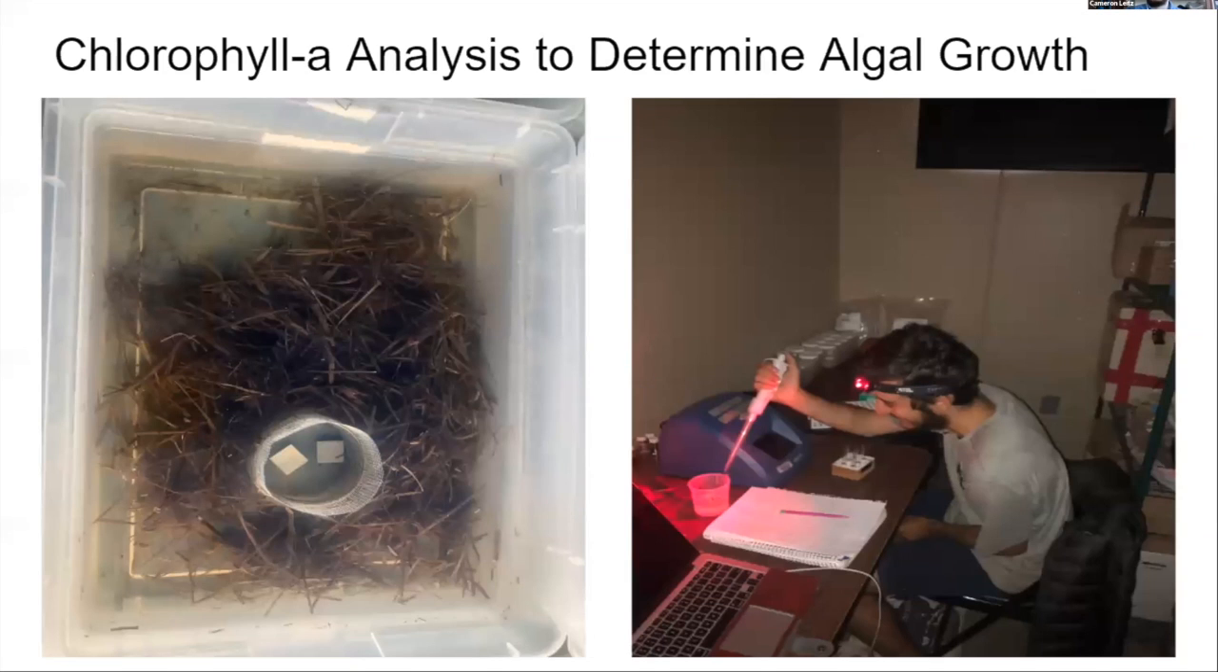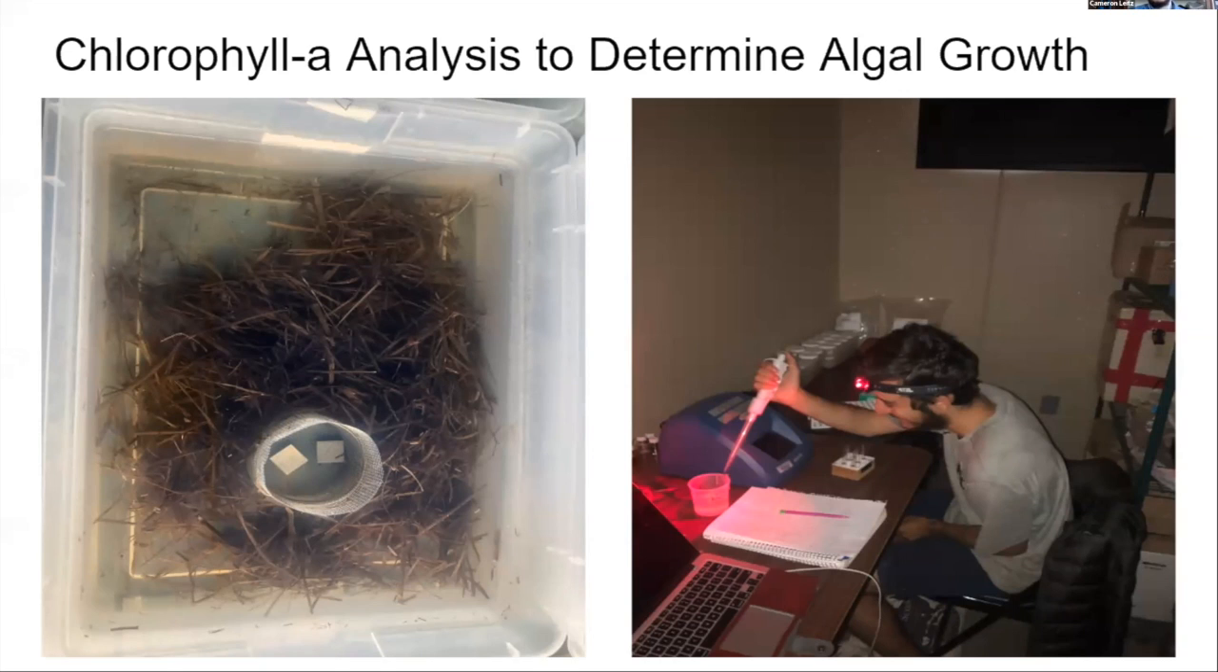So we determined algal growth by measuring chlorophyll A. As you can see, on the left side is a close-up image of a microcosm. We were able to measure chlorophyll A by putting ceramic tiles inside of the microcosms. There's a mesh enclosure in the middle, and we put 6 ceramic tiles in the middle of that to prevent caddisflies from grazing on them.